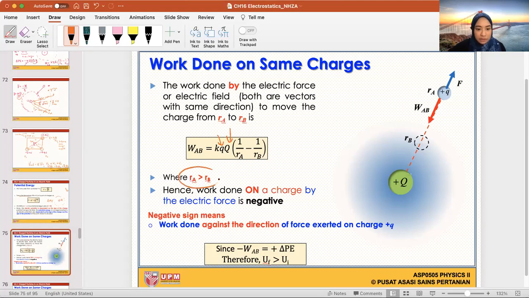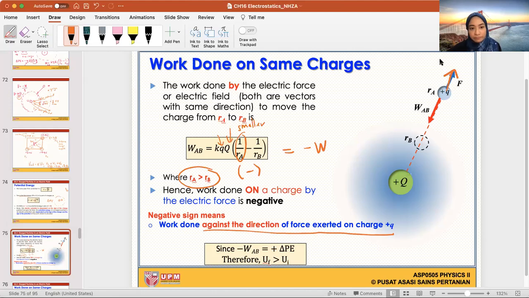RA is a further distance than RB, which means that 1 over RA will be smaller than 1 over RB. When we have something smaller minus something bigger, we will have a negative, which means that our work is a negative work. Negative work means you are doing work against the direction of force exerted on the positive charge Q. Now remember, this is a positive test charge and this is a positive source charge. They don't want to be together. They are going to repel each other, which means that naturally this charge will want to move away.